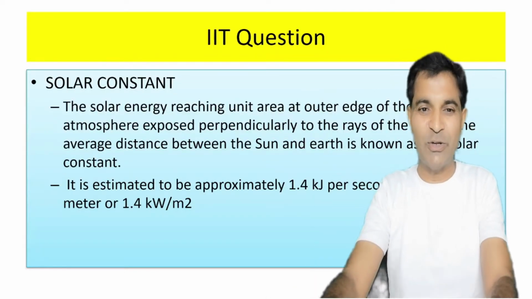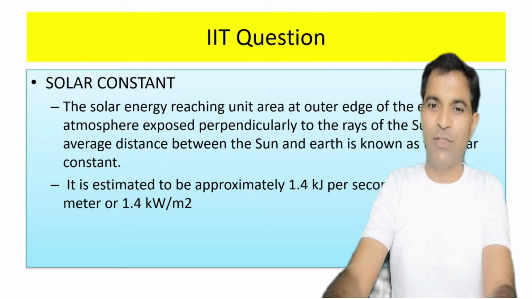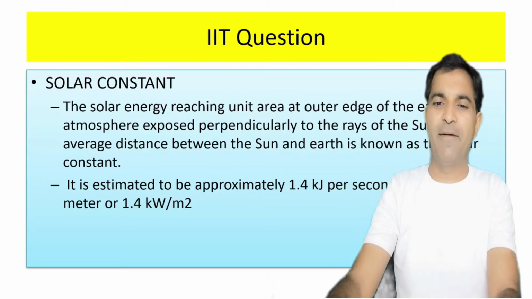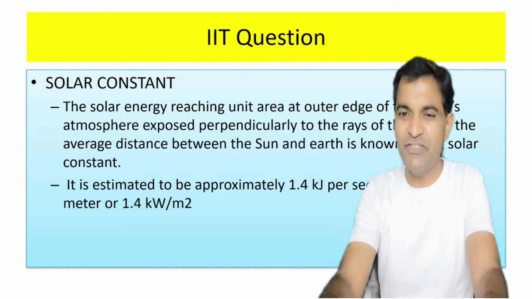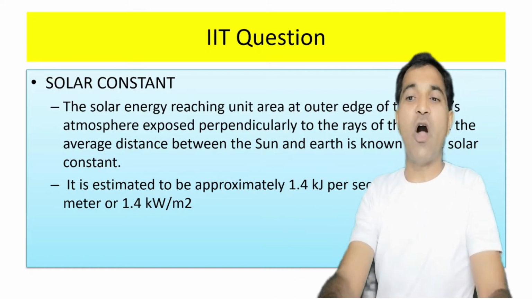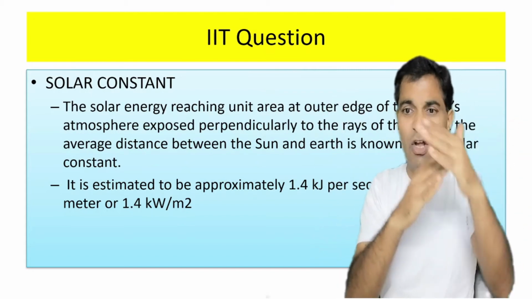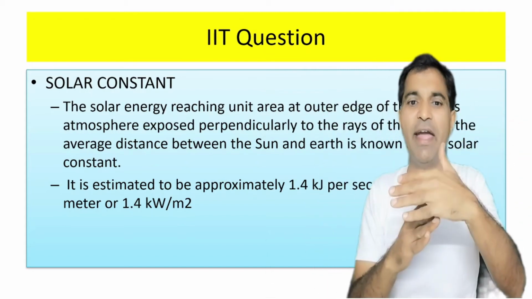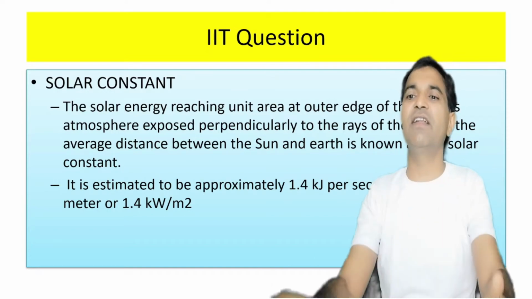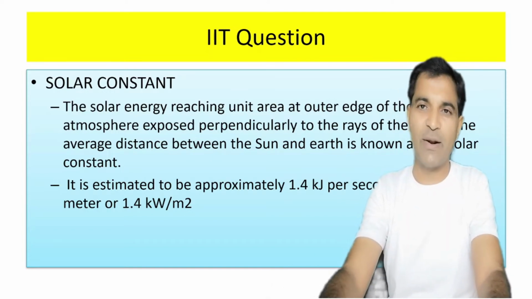Now this is the IIT question. What is solar constant? The solar energy reaching unit area. The solar energy reaching per unit area at outer edge of Earth's atmosphere when exposed perpendicular to the rays of sun at the average distance between the sun and earth is known as the solar constant.